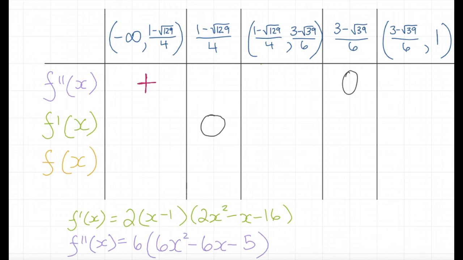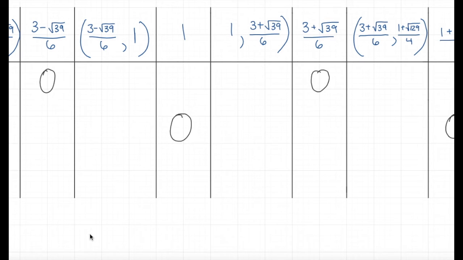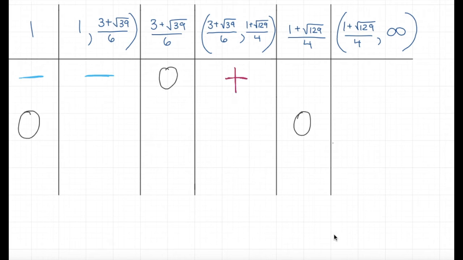from negative infinity to 1 minus root 129 over 4, at 1 minus root 129 over 4, and in the interval of 1 minus root 129 over 4 to 3 minus root 39 over 6. But it is negative in the interval of 3 minus root 39 over 6 to 1, at 1, and also from 1 to 3 plus root 39 over 6. Looking at our final interval, we see that the second derivative is positive in our final 3 columns as well.